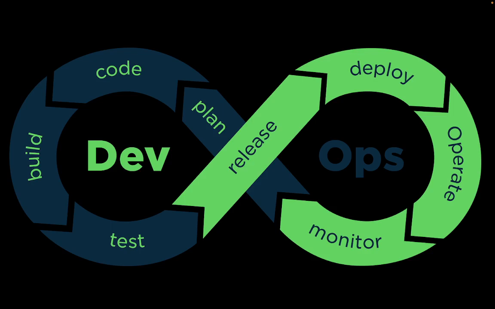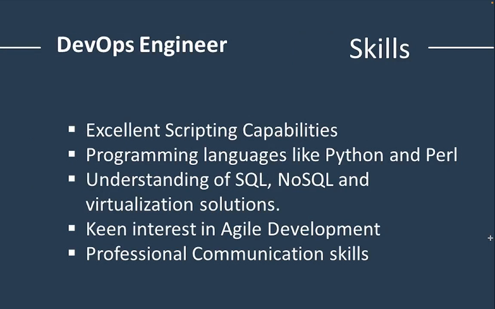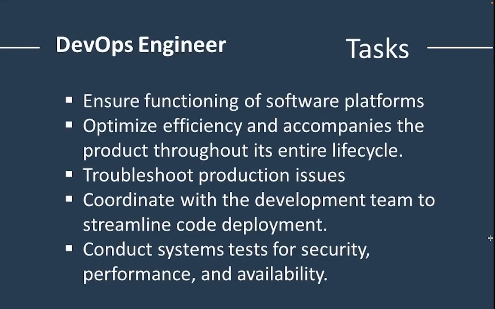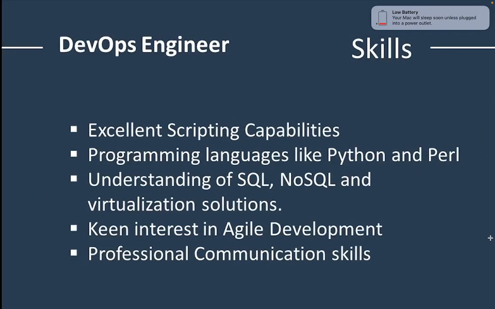So these are some of the skills that you should have as a DevOps engineer. You can go through this. You see, as a DevOps engineer, these are the skills that are expected of you. These are the tasks you will go through as a DevOps engineer. Number one is, you can see, you have to ensure functioning of software platforms and other things like that. So as you can see, the concept of DevOps engineering is so good that it makes work seamless, easy, and it's so beautiful.